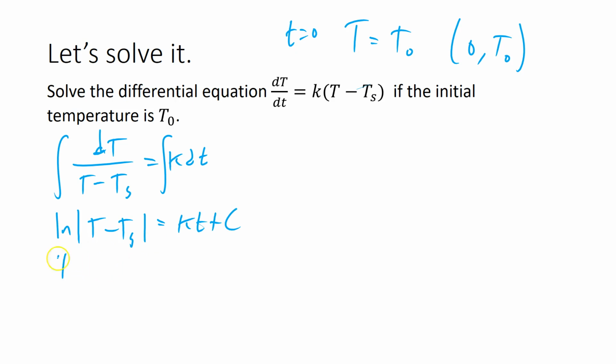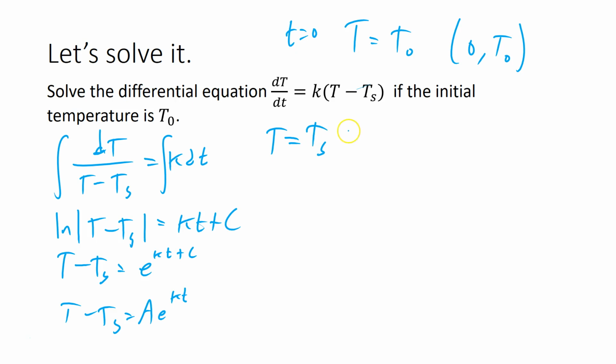Now we'll exponentiate. So we have T minus Ts equal to e to the kt plus C. Now we do the A thing, right? So T minus Ts equal to A e to the kt. Now we're going to solve for T. So we add Ts to both sides. So we have capital T equal to Ts plus A e to the kt. And now we want to solve for A. So we know the initial temperature is T0, so we plug in (0, T0). So T0 is equal to Ts plus A e to the 0. E to the 0 is 1, so A is equal to T0 minus Ts.